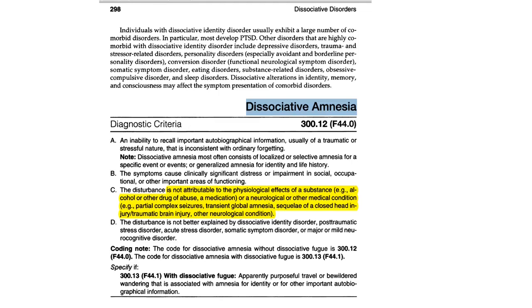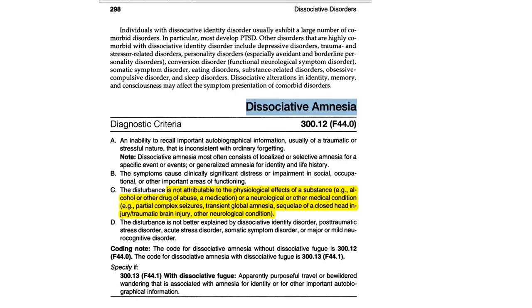C, the disturbance is not attributable to the physiological effects of a substance, e.g. alcohol, drugs, or medication, or a neurological or other medical condition, for example, seizures, transient global amnesia, head injury, that's an important one to exclude, and neurological conditions. And D, the disturbance is not better explained by dissociative identity disorder and other disorders. All right, so those are the criteria for dissociative amnesia.